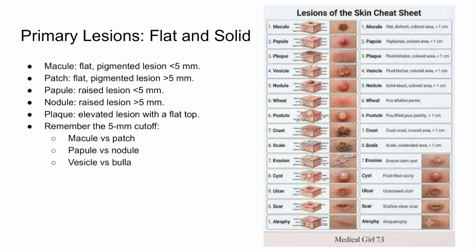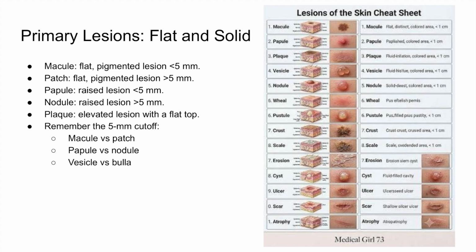All right, so when describing a skin lesion, first decide whether it is flat or raised, and then determine its size. Using the 5 millimeter cutoff in this course, a macule is a flat area of altered pigmentation smaller than 5 millimeters, while a patch is larger than 5 millimeters. A papule is a raised, solid lesion smaller than 5 millimeters, whereas a nodule is larger and often extends more deeply into the skin. A plaque is a broad, elevated lesion with a relatively flat top, as classically seen in psoriasis, like plaque psoriasis.